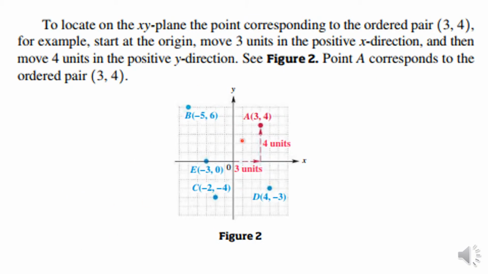To locate a point, then (3, 4) would be go out 3 in the right direction and up 4 to get (3, 4). If we were to go -2 and then down 4, that would be the point (-2, -4).